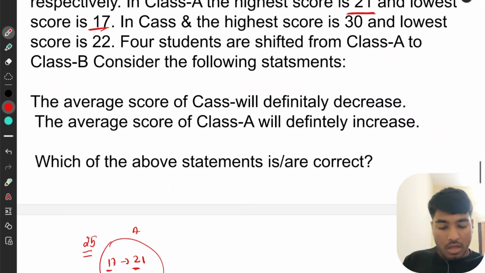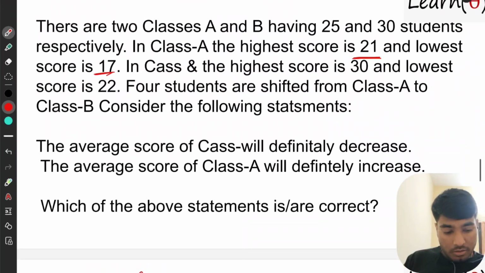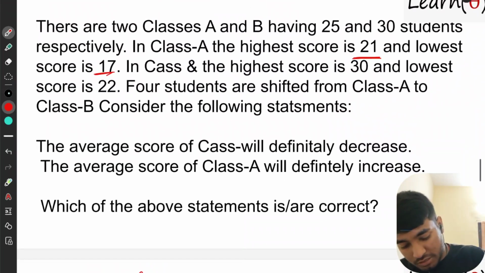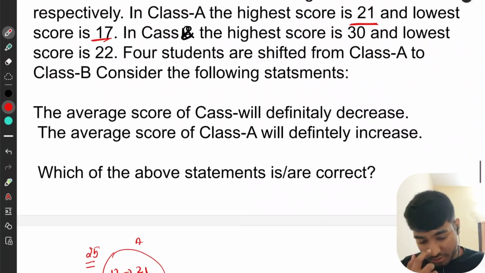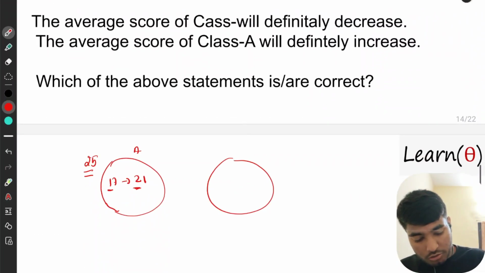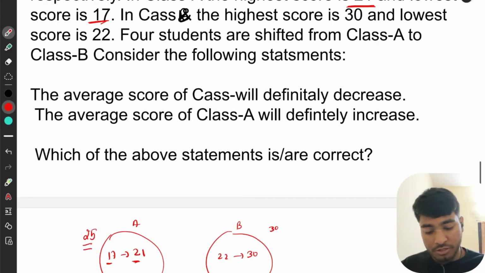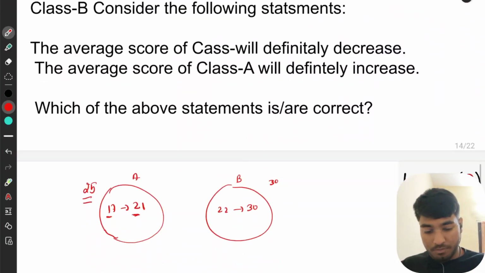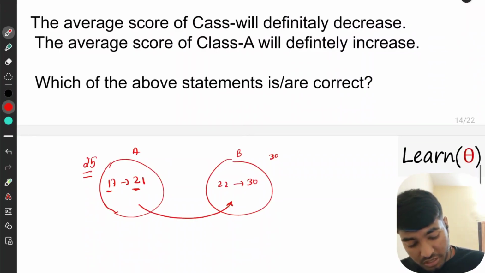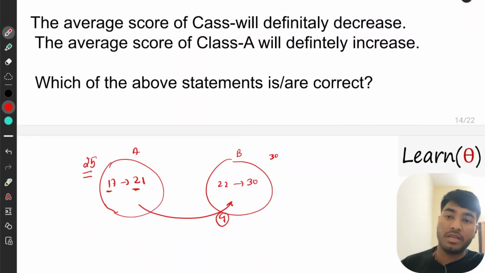Now in class B, the highest score is 30 and the lowest score is 22. So this is my class B, the lowest is 22 and the highest is 30. And how many students are here? Almost 30 students are here. 4 students are shifted from class A to class B. Here 4 students are being shifted.